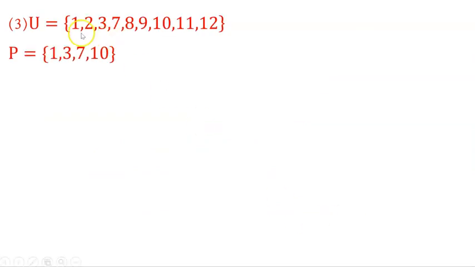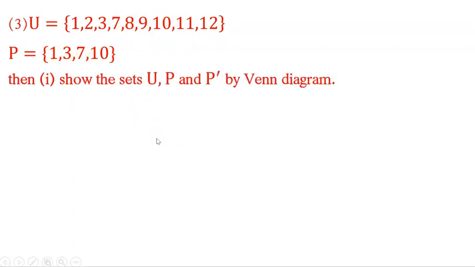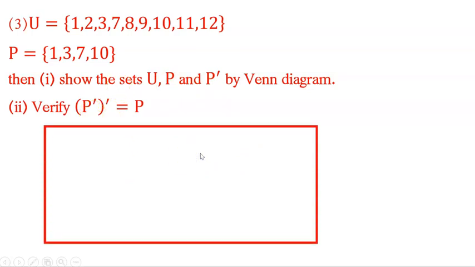U is equal to {1 2 3 7 8 9 10 11 12}. P is equal to {1 3 7 10}. Then show the sets U, P and P dash by Venn diagram, and verify that the complement of P complement is equal to P. Now first we will show P and P complement by Venn diagram. First we take the universal set.